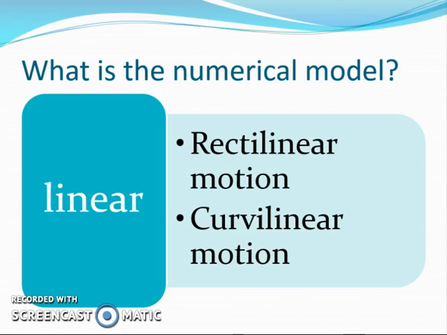Rectilinear motion is the movement in a straight line, for example in a 100-meter sprint. And curvilinear motion is the movement in a curved line, for example 200-meter sprint on a bend.